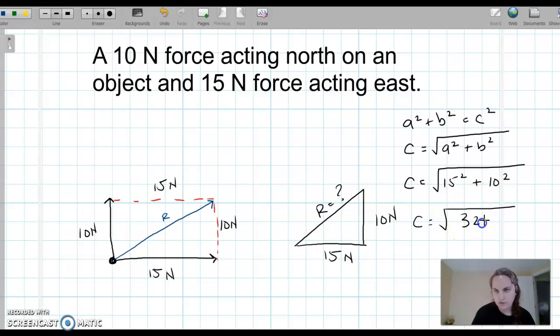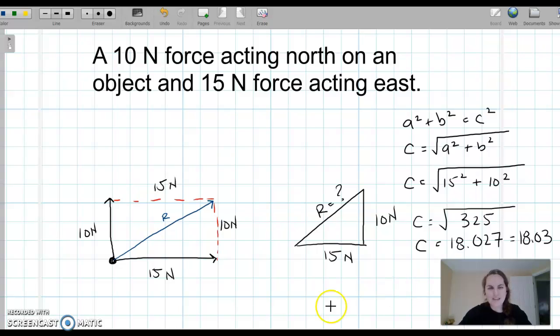325. So now we have to find the square root of 325, and the square root button is just a button on that calculator. And we get that c is equal to 18.027, or that 18.03. Okay? Sweet. All right, so again, all we had to do was draw out that parallelogram, recognize that we were given two triangles, and then solve for the hypotenuse of that triangle. So C is equal to R in this case.